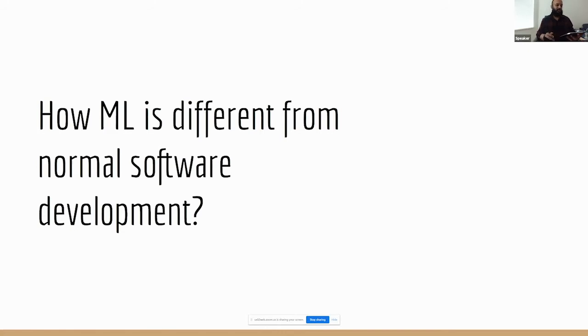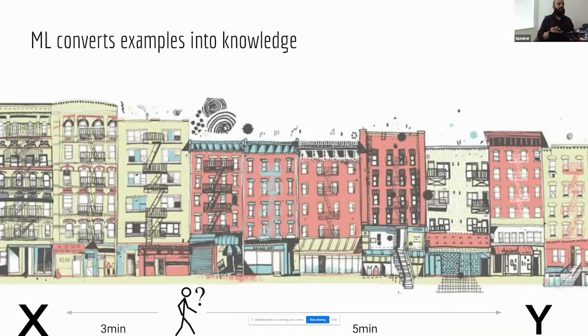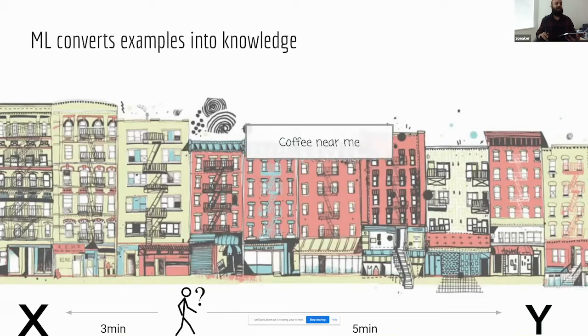Imagine you're a person who wants to go for a coffee. You go and search in your application, coffee shop near me, or you want to decide which coffee shop is nearer to you. There are two coffee shops: coffee shop X is a 3-minute walk, and coffee shop Y is a 5-minute walk. Which one do you choose? Or if I am an application and I want to give you a search result, or an application which suggests which coffee shop you should go to, how would I do it? There are so many variations here.